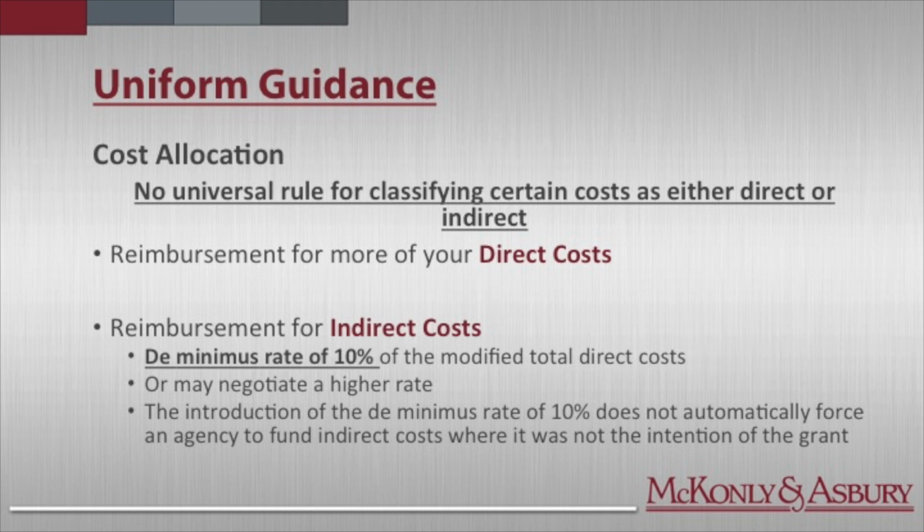One of the cost principle changes that I want to talk about, and there are many, many changes throughout the uniform guidance, included in subsection D, is cost allocation. Generally, there's no universal rule for classifying certain costs as either direct or indirect. No organization is exactly like another, and you're going to have a difference between the two.